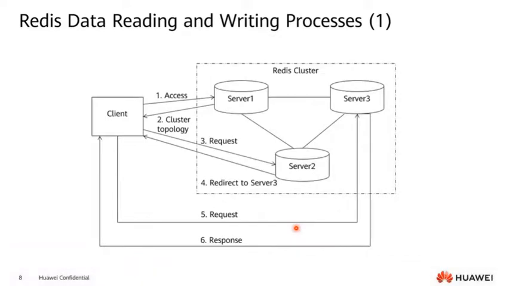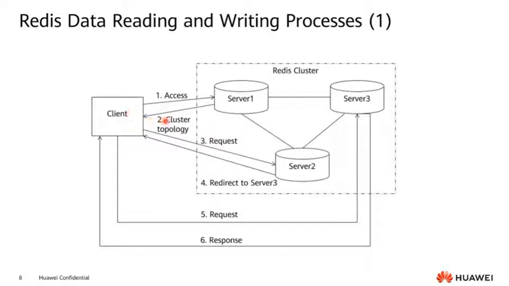Redis data reading and writing processes are as follows. First, the client accesses any server in the cluster and sends the cluster node request. Second, the server node returns the cluster topology, including the cluster node list and the mapping relationship between slots and nodes. The client caches the cluster topology in memory.